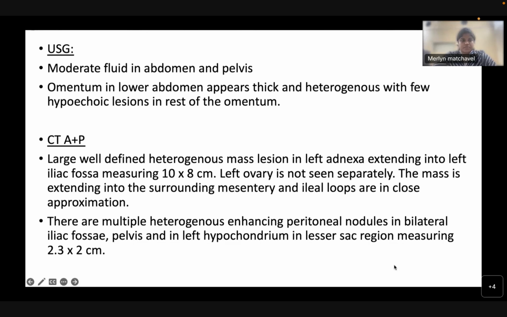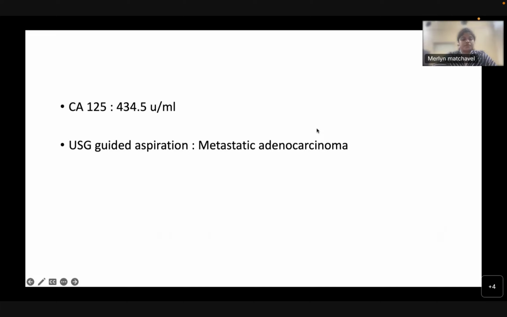Okay. Fine. CA-125 was 435 units per ml. USG-guided aspiration of the ascitic fluid was done, which was positive for metastatic adenocarcinoma. Aspiration means you did a cytology or a biopsy? A cytology, ma'am. You don't prefer to do a biopsy? I agree. Earlier we were all doing cytologies only, but for the last couple of years or more, I think we attempt to do a biopsy, particularly when you can see masses and peritoneal nodules like these. Anyway. What is the advantage of doing biopsy, Merlyn?